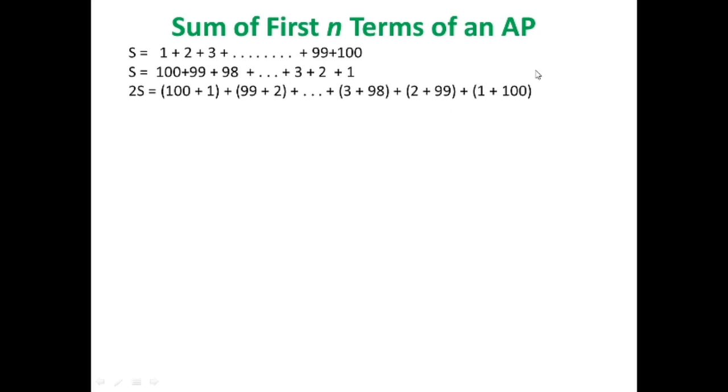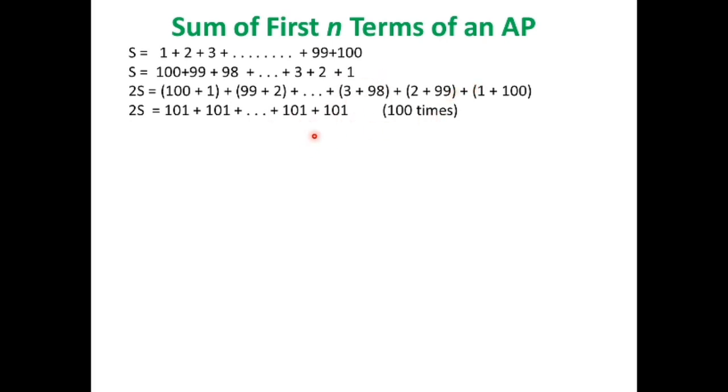Next, very important thing, if you observe, 100 plus 1 is 101. 99 plus 2 also 101. 3 plus 98, 101. 2 plus 99, 101. Means each and every value will be 101, 101, 101. Like this, how many times are 101s there? 100 times. Why? Because here 101, here also 101, 101.